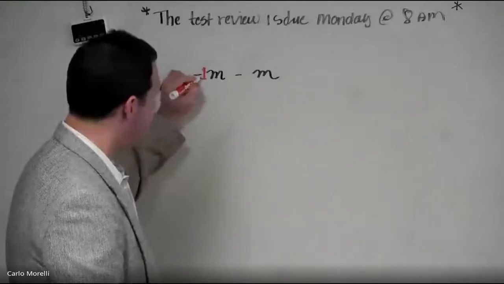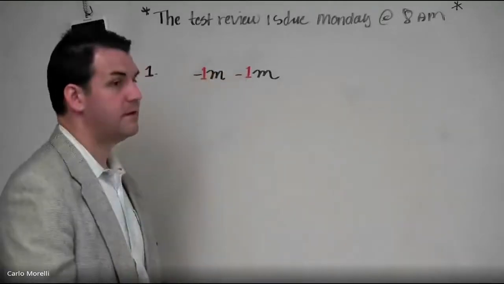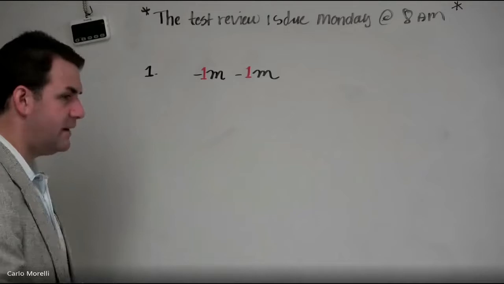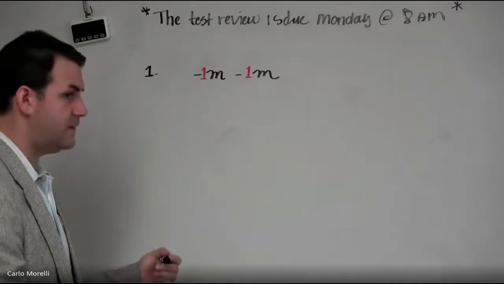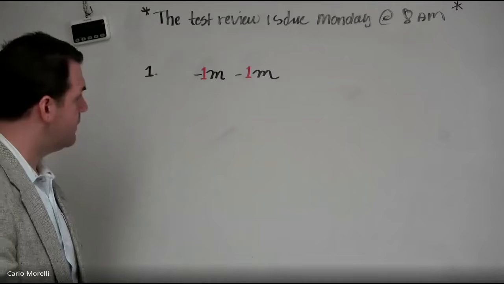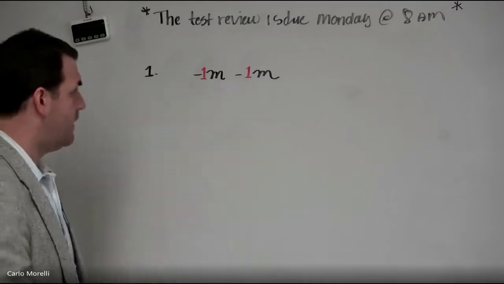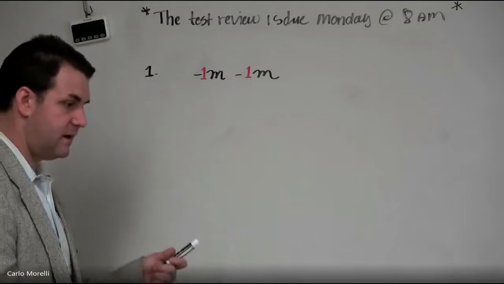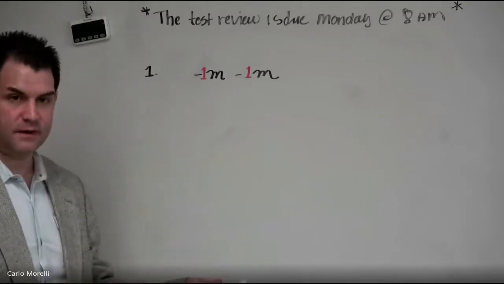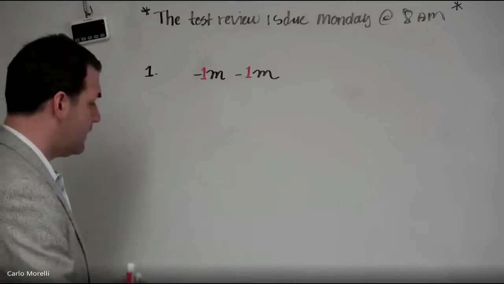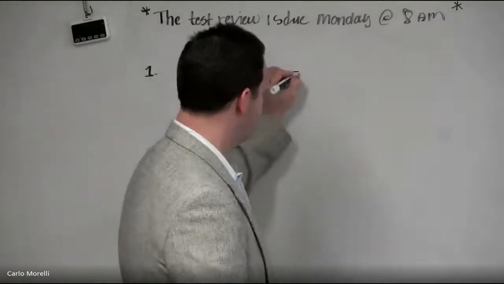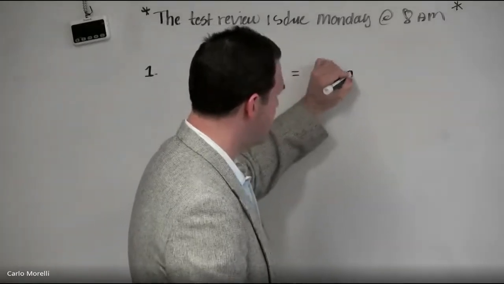Just knowing the answer isn't the same thing as showing how you know the answer. So I like to add the ones. So I'm taking 1m away from negative 1m. If I have a negative balance in my bank account of negative $1, and I spend another dollar on a debit card and overdraft the account further, I'll have negative $2. So this equals negative 2m.